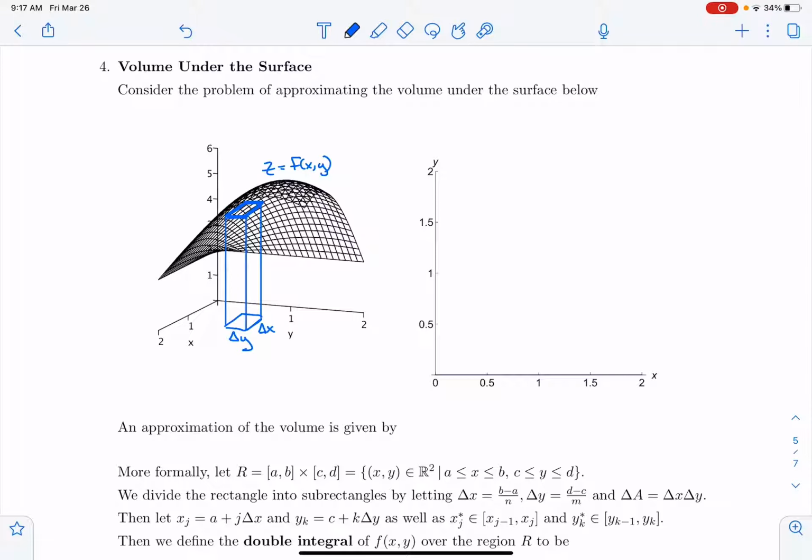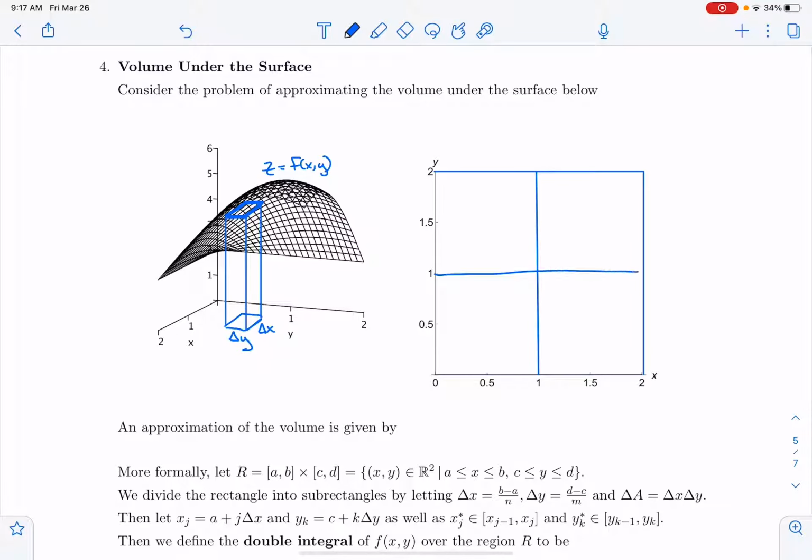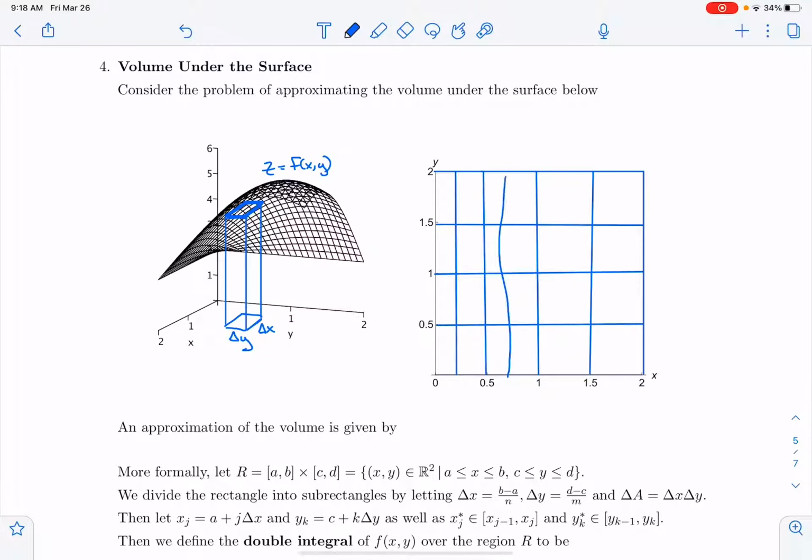So what I would do then is think about slicing my domain from 0 to 2 into smaller pieces. So imagine I'm slicing it into subsquares, like so. And the more squares that I use, the better the approximation that I will get for the volume underneath the surface.